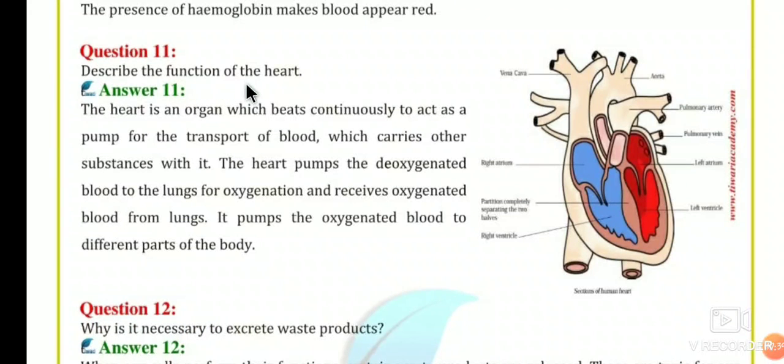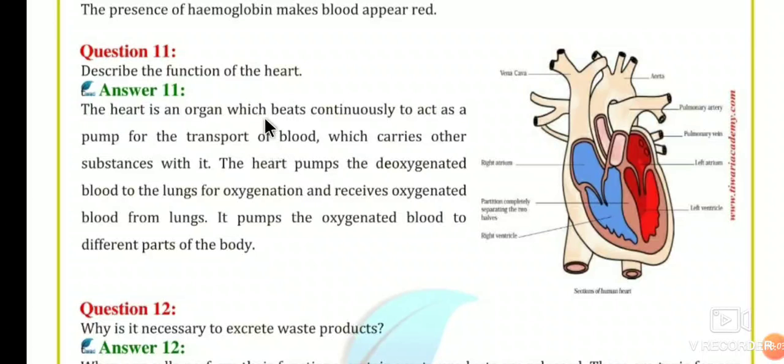Describe the function of heart. That means we should write the function of heart. For that you should write a neat labeled diagram of the heart. Why? Dear students, in the examination they will ask, draw a neat labeled diagram of heart, for 3 marks. So you should draw the diagram of the heart, and then the function is very easy.